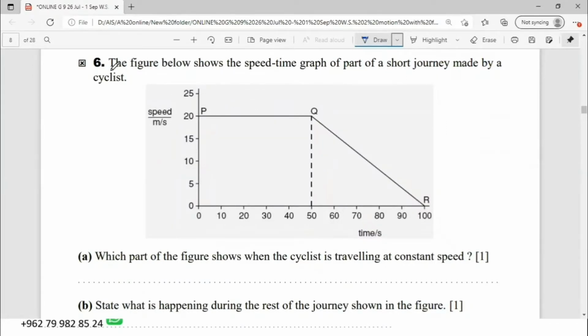What does the question say? The figure below shows the speed time graph of a part of a journey made by a cyclist. I have a cyclist moving with a speed of 20, and suddenly at Q the speed decreases until eventually it stops at what? At R.